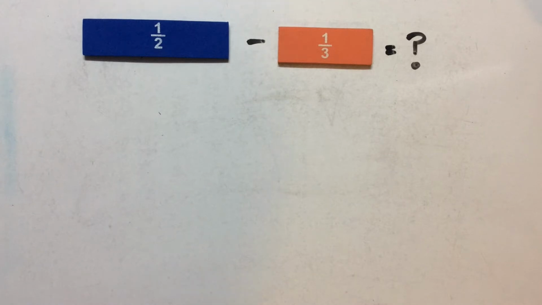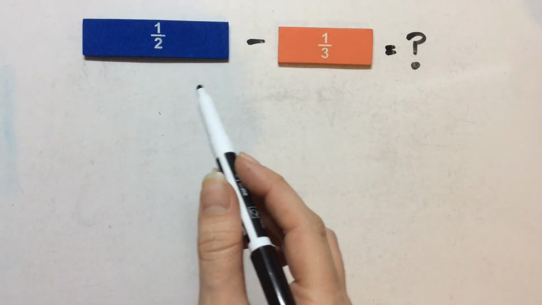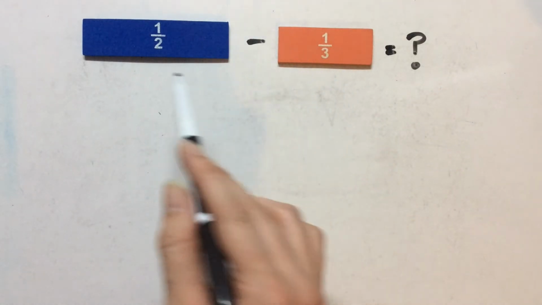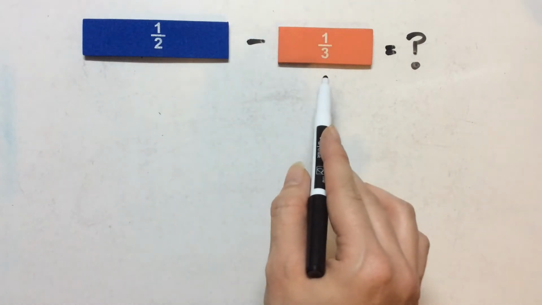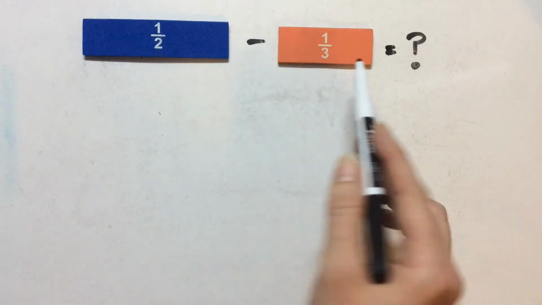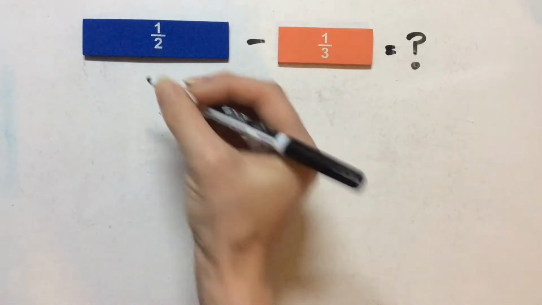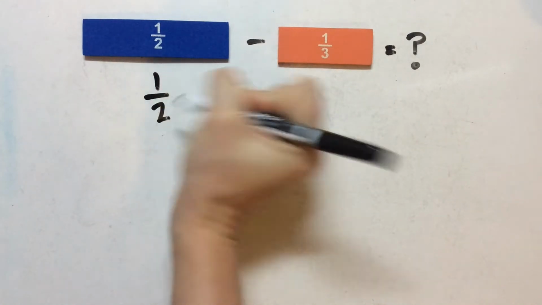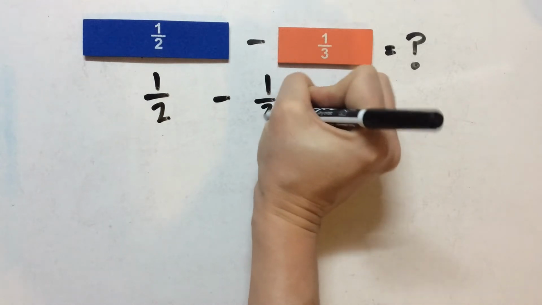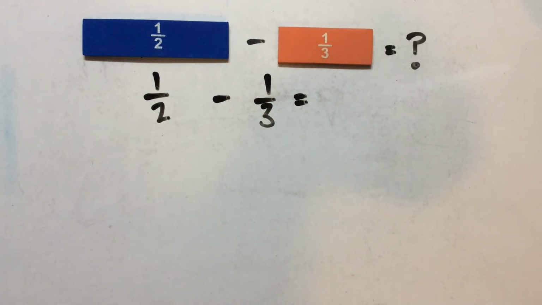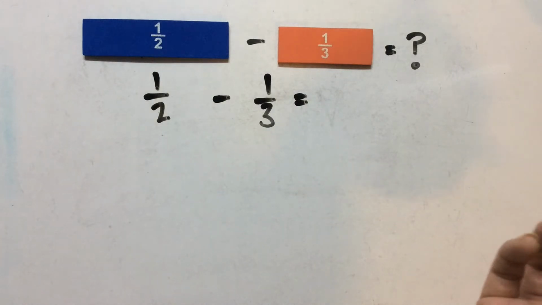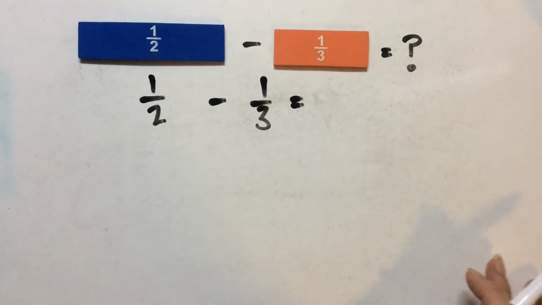Hey y'all, so I'm going to show you a way to subtract two fractions with uncommon denominators, so 1/2 and 1/3. 1/2 minus 1/3. So what we need to do is find a common denominator between thirds and halves. Okay, and I'm going to use the strategy of listing out multiples of 2 and 3.